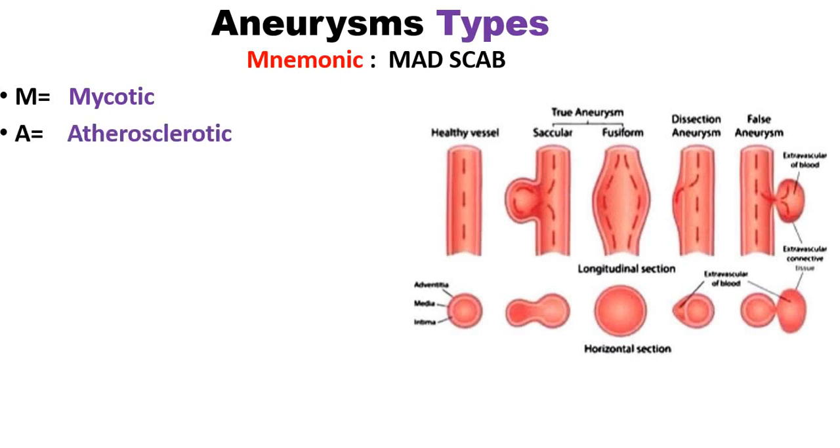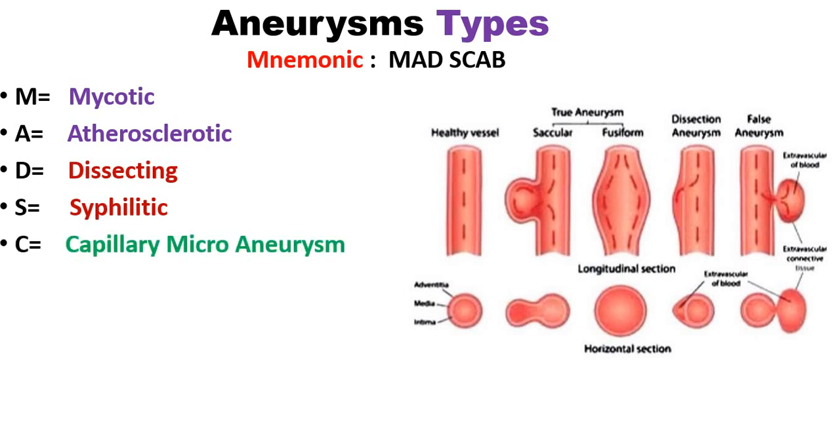Next is the A for the atherosclerotic aneurysm, it is the most common cause for the abdominal aneurysm. Next is the D for the dissecting aneurysm, it has a specific chest tearing pain. Next is the S for the syphilitic aneurysm, it is due to the syphilis disease.